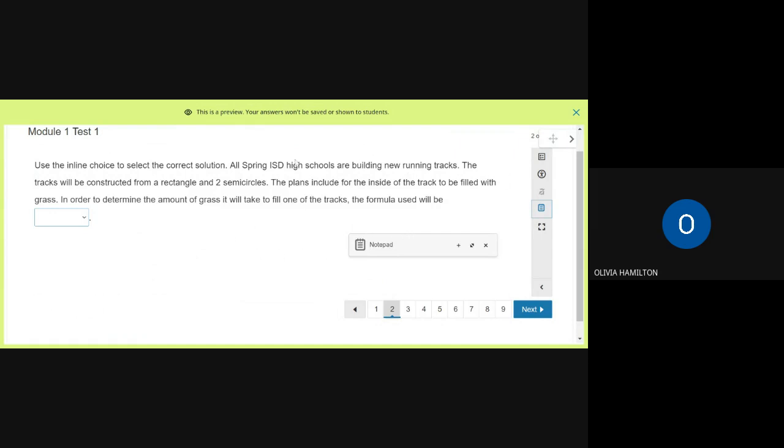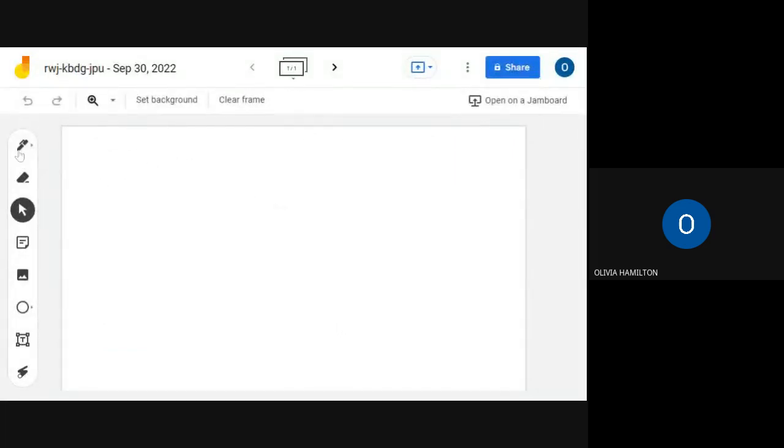So let's start processing this out. It says this track will be constructed of a rectangle and 2 semicircles. So you've been to school, you know what a track looks like. And a track goes in a circular motion, but it also has straightaways. So it's not just completely straight. So let's draw what this track should look like. It says a rectangle and 2 semicircles.